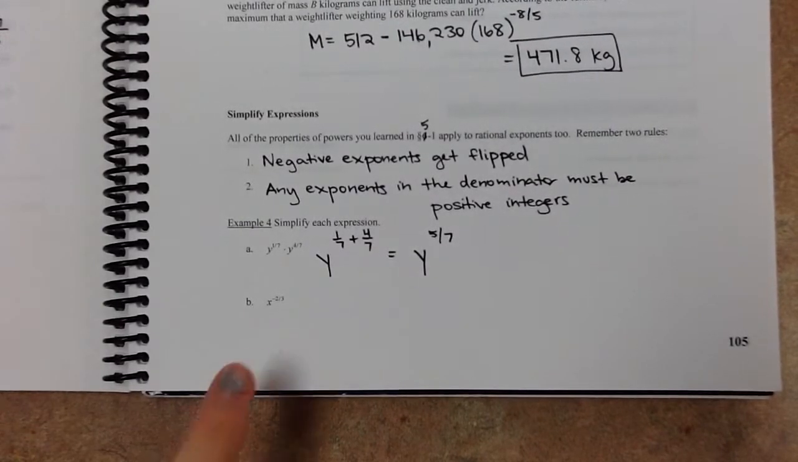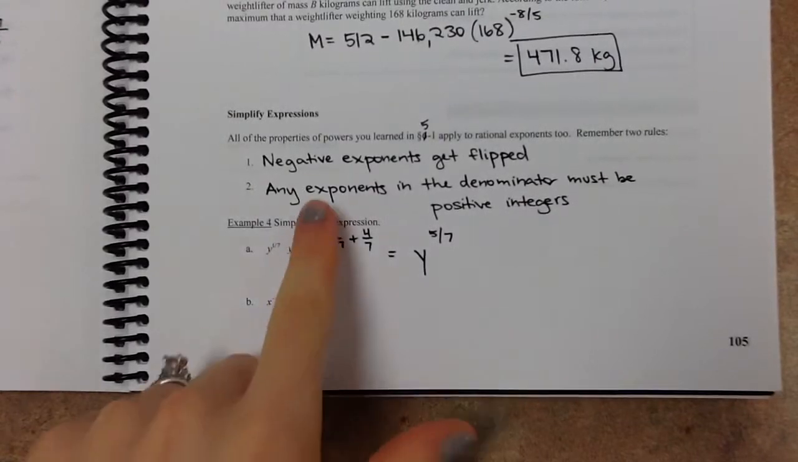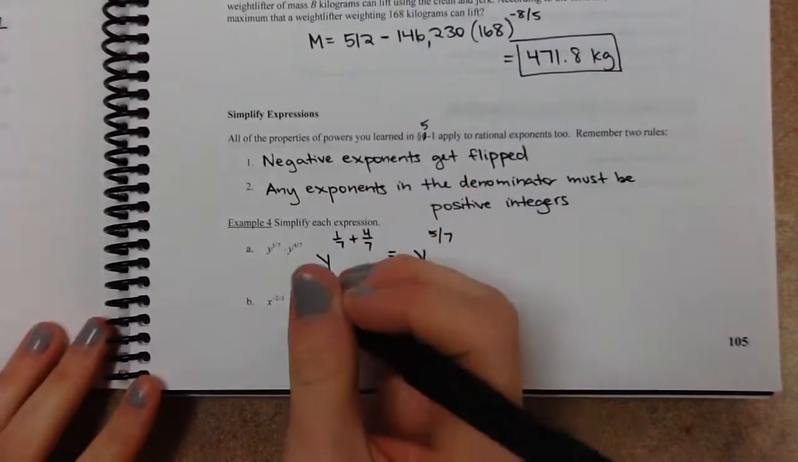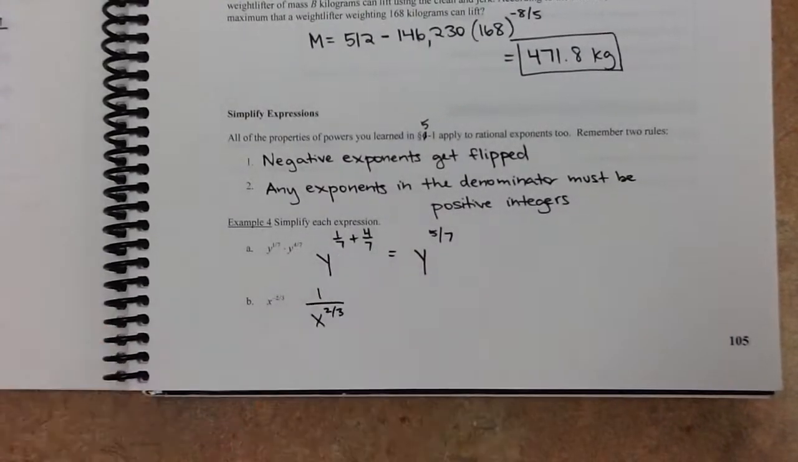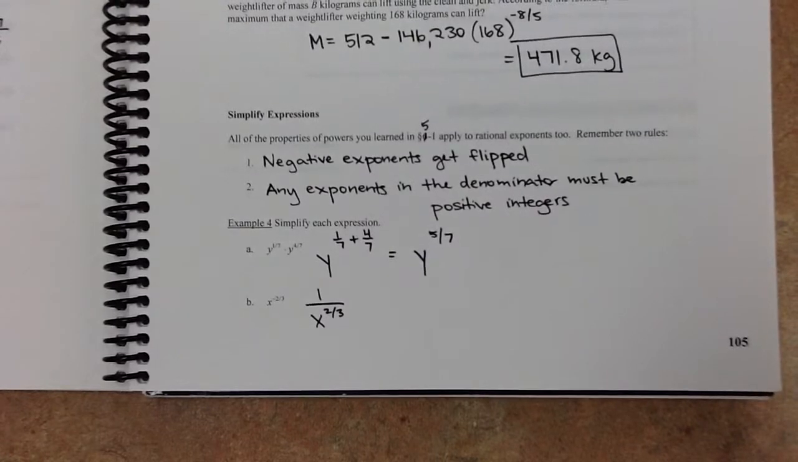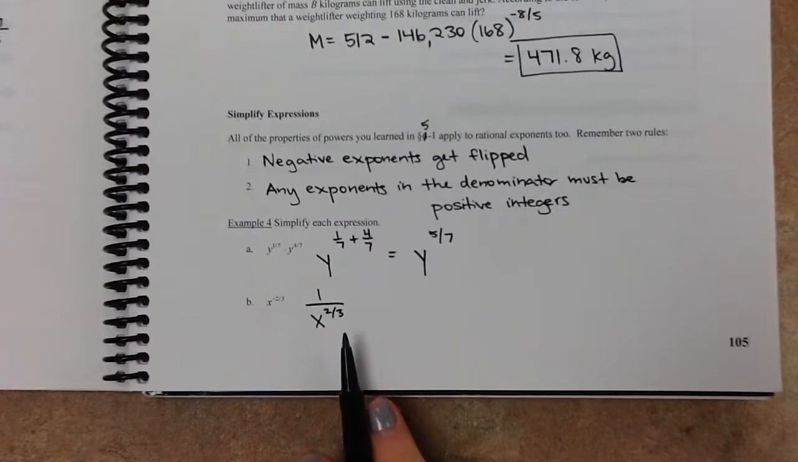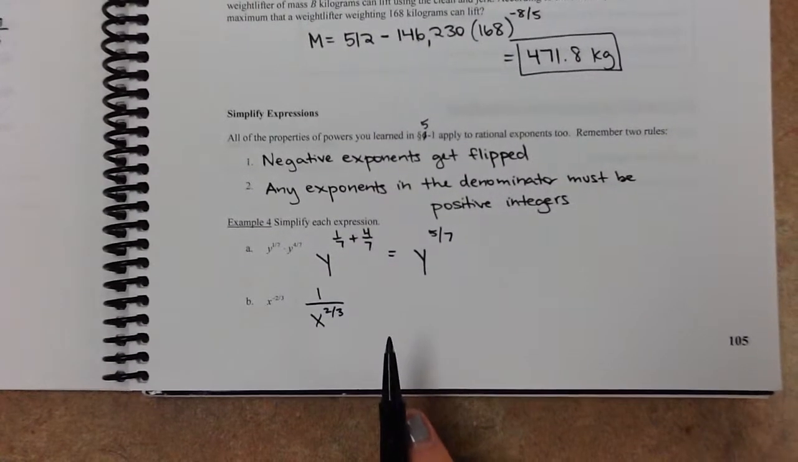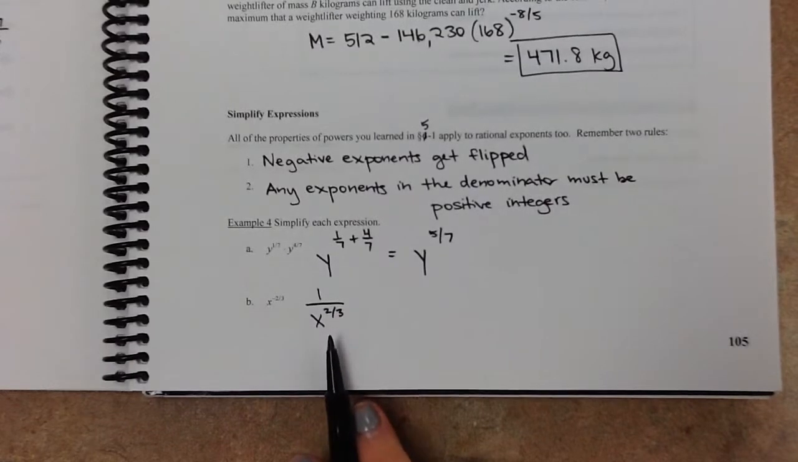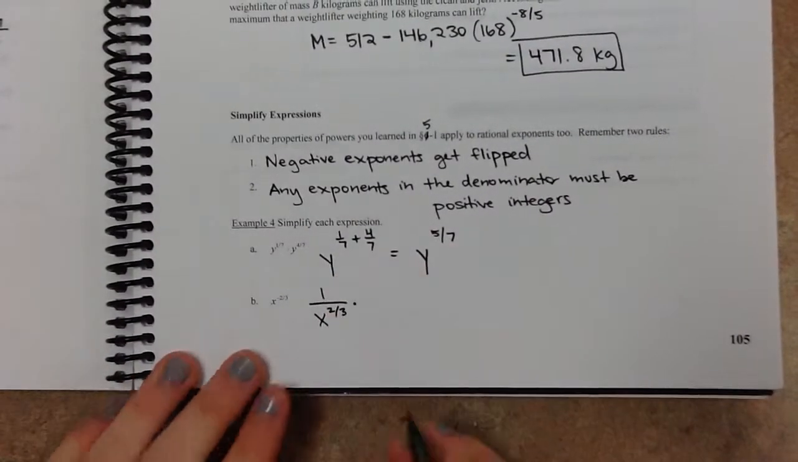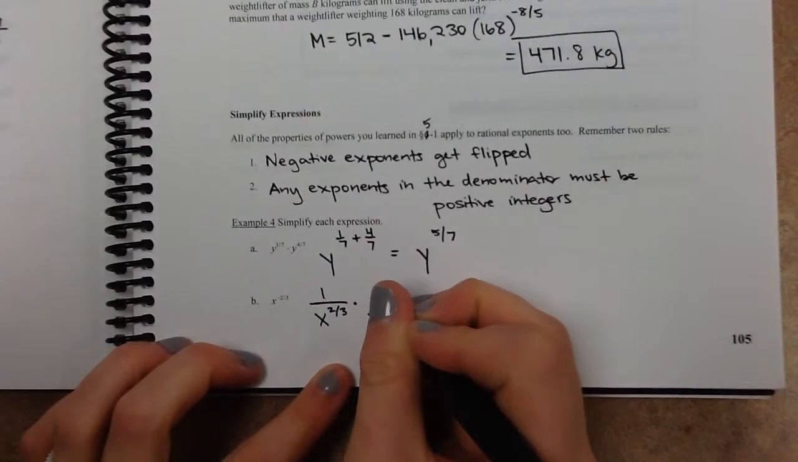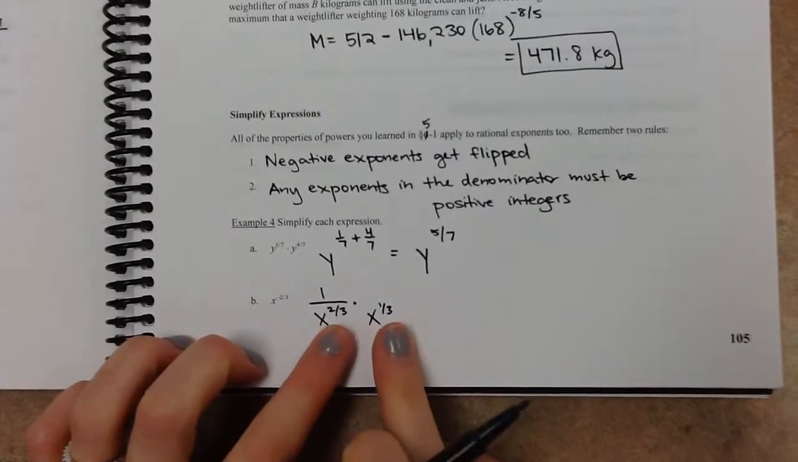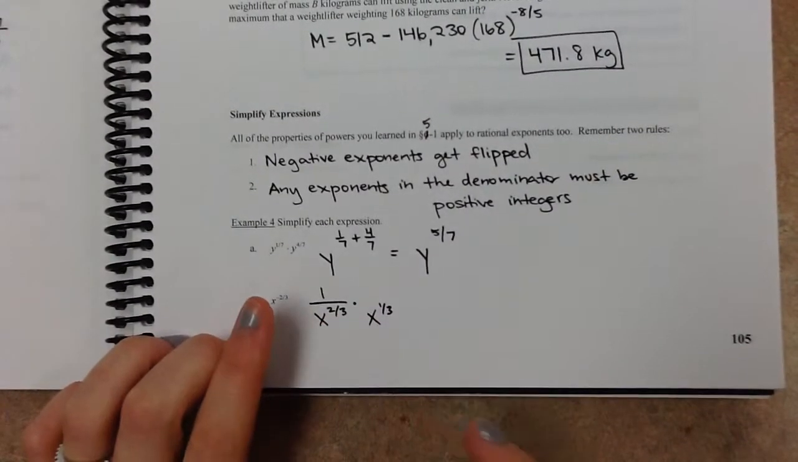X to the negative 2/3: following these rules, negative exponents get flipped. So we are going to write that as 1 over x to the 2/3, but following the second rule, any exponents in the denominator have to be positive integers. So this is now positive, but it's not an integer. What we have to do is basically like rationalizing the denominator. We have to make sure that we have a positive integer in the denominator. If we want this to go from 2/3 up to 1, we would multiply in an x to the 1/3. Now our denominator will be taken care of because we'll add those exponents together and end up with just a power of 1.